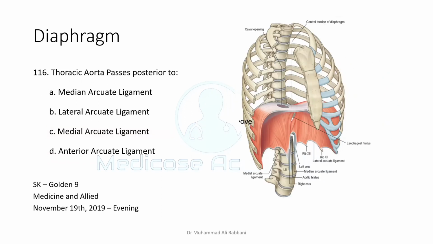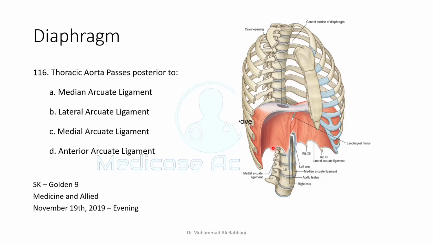Thoracic aorta passes posterior to. I just talked about the posterior attachments. You should be very well aware of the posterior attachments of the diaphragm. Here, the diaphragm is attached with the help of two crura, right crus from L1 to L3, left crus from L1 to L2. Between the two crura, there is the median arcuate ligament, and then from the L2 body on the right side and L1 body on the left side, the ligament goes to the transverse process of L1. So this arch is known as the medial arcuate ligament.